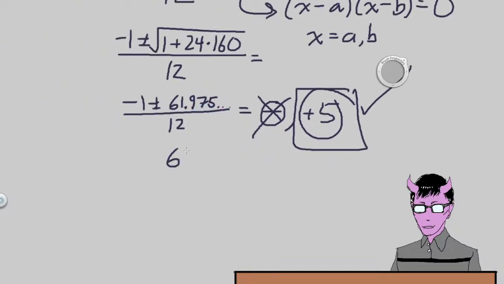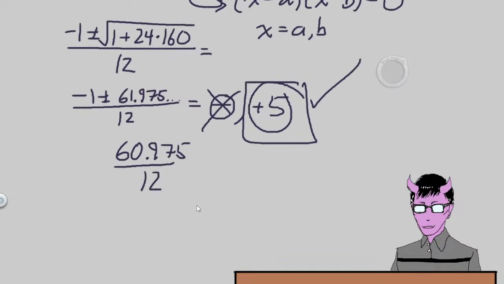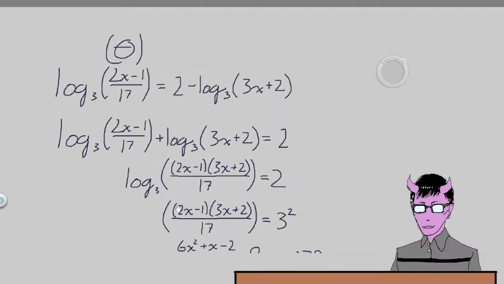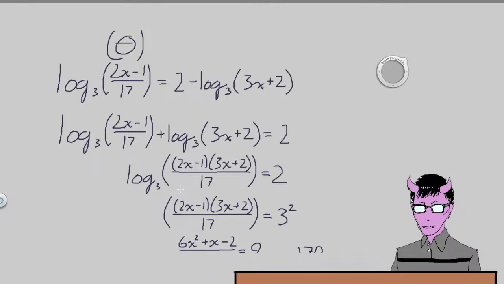Again, it's 5-ish, because it's nastiness right here. You're going to get like 60.975 over 12, which is approximately 5.1-ish. I'm just going to cheat and call it. And that's the only valid answer that we're going to get. That's it for this particular problem. Unfortunately, it just ended up being a little nasty, but still workable.